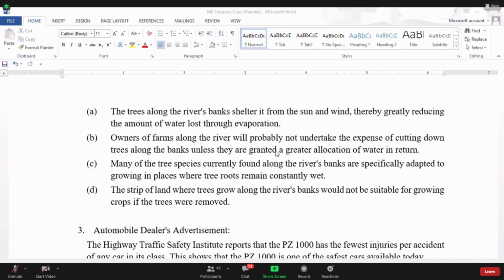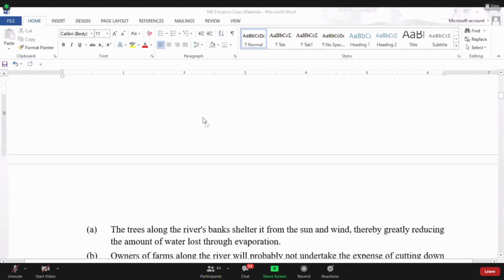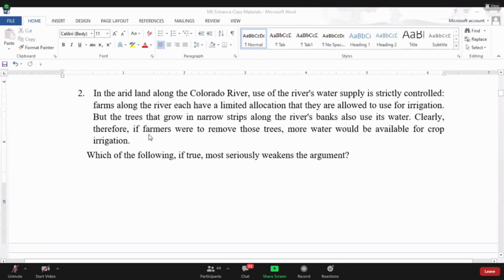Why is C not clear, sir? Now what is in C? Many of the tree species currently found along the river's banks are specifically adapted to growing in places where tree roots remain constantly wet. Now let's look only at what we need to find. If farmers were to remove those trees, more water would be available for crop irrigation. Let's first find out its antonym.